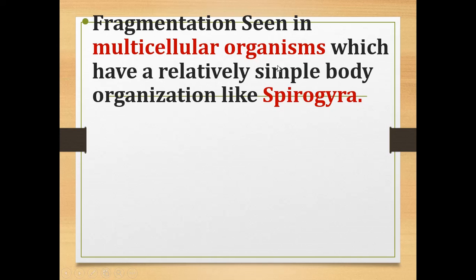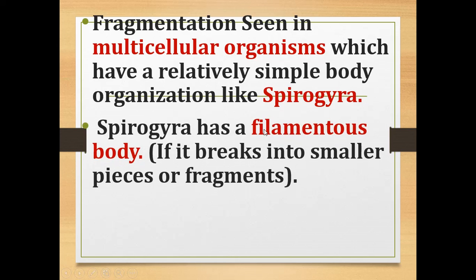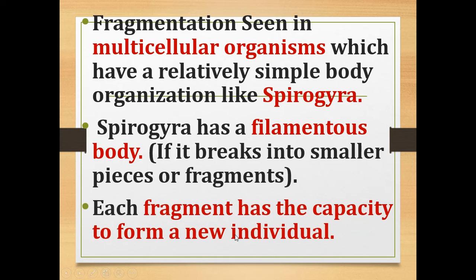Now, fragmentation is seen in multicellular organisms. A multicellular organism example is Spirogyra, in which we can see the fragmentation process. Spirogyra has a filamentous body. Filamentous means a thread-like structure. If it breaks into smaller pieces or fragments, each fragment has the capacity to form a new individual.